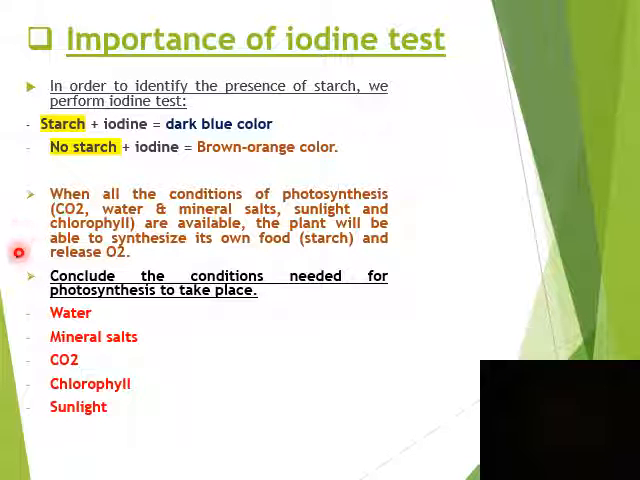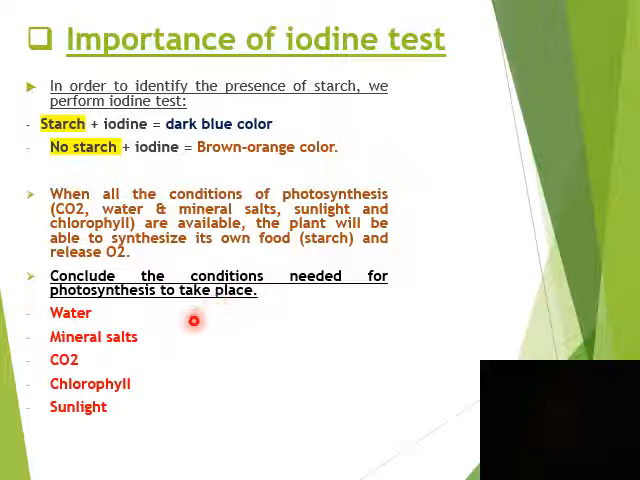Here you have to know that when all the conditions of photosynthesis are available... what are the conditions? As we said, the plant needs CO2 from the air, it needs water and mineral salts from the soil, it needs the energy from the sunlight, and it needs the chlorophyll. In other words, it should be a green plant because it contains the chlorophyll, which allows it to absorb the energy of the sun. If all these conditions are available, the plant will be able to synthesize its own food, starch, and release O2.